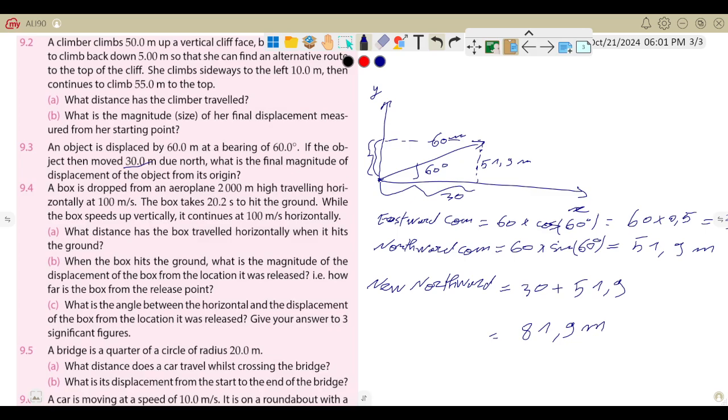Yes. Now what do we need to do? We need to calculate the resultant displacement using the Pythagorean theorem. Firstly, let's try to draw the final position of the object. That would be just like this, with this line being 81.9 and this one just 30. What we are looking for is the hypotenuse here. Isn't that like a triangle with a right angle here?